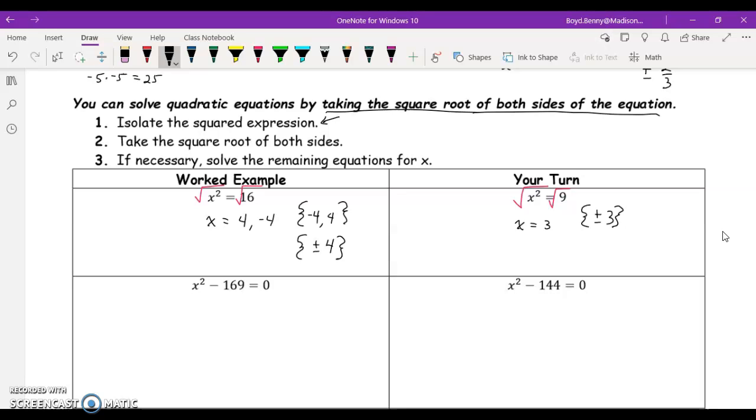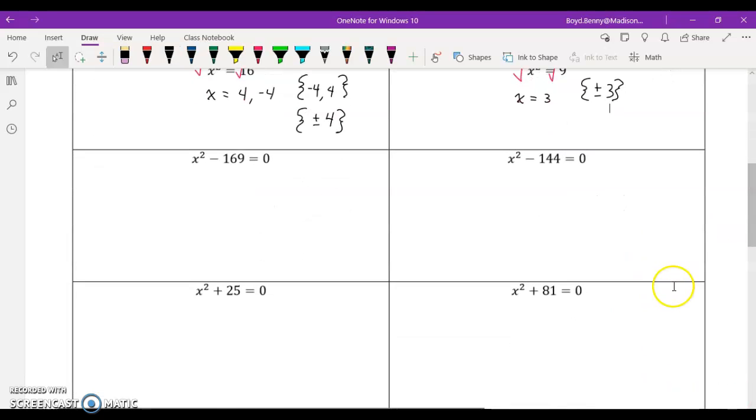All right? Now, the next example I see is not solved for x squared. So I need to do that first. So here I'm going to add 169 to both sides. And when I do that, I end up with x squared equals 169.